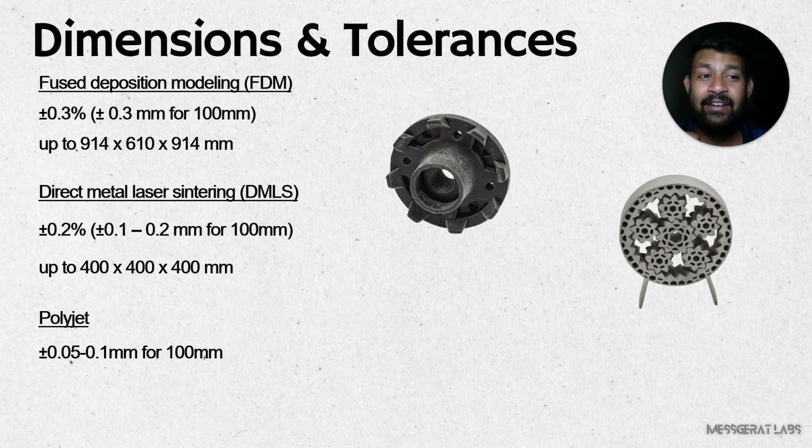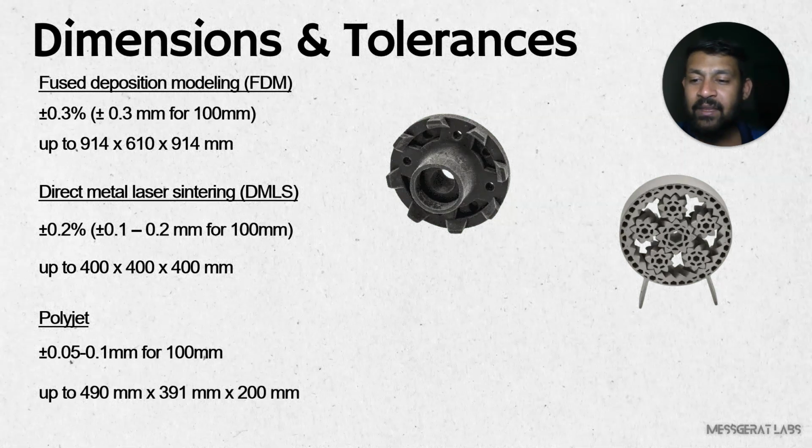So when I was saying you need to check your 3D printing method and your design tolerances. For example, if you have to print a part to 0.05 in polymer, then you will not go for SLA, you will go for PolyJet. Now, the parts that can be printed in PolyJet currently are up to the size of 490 mm into 391 into 200 mm.